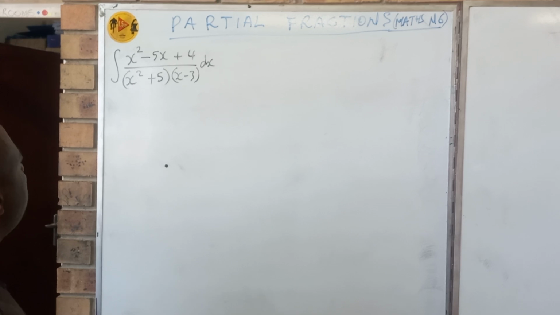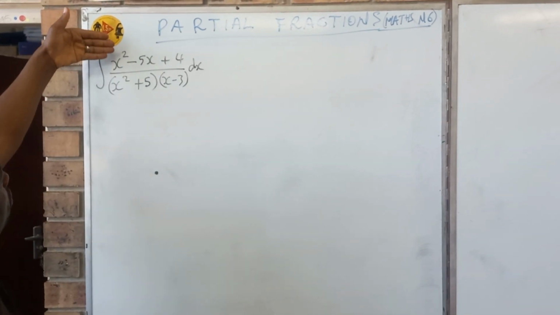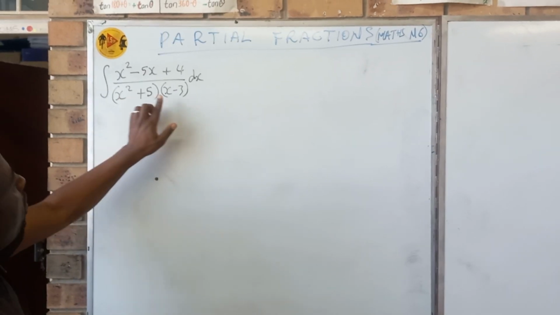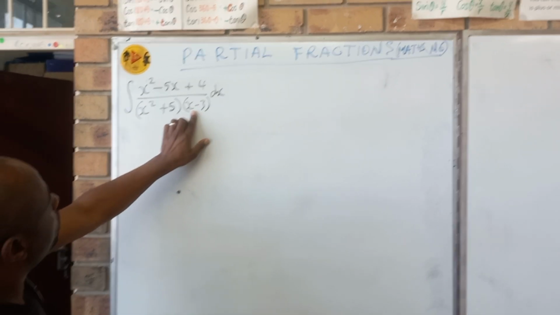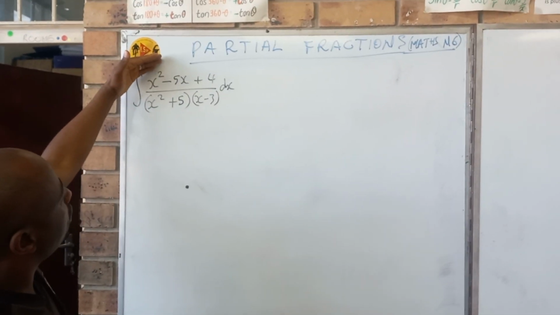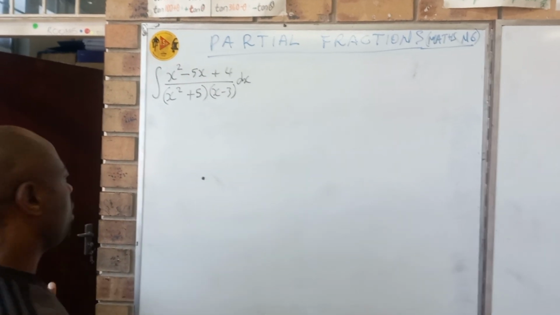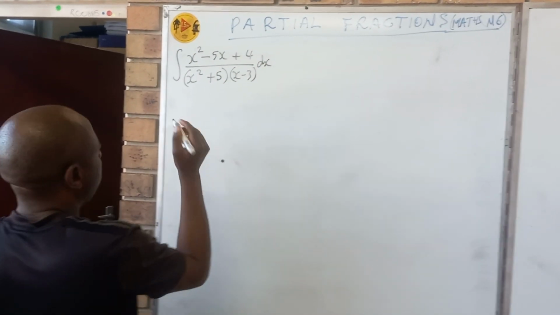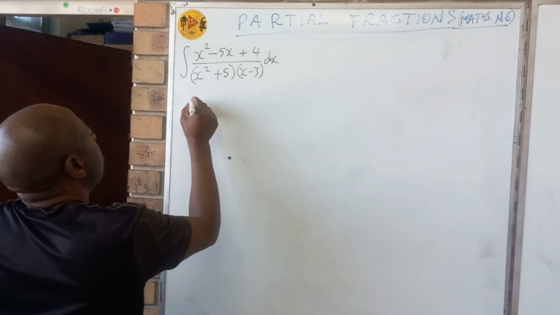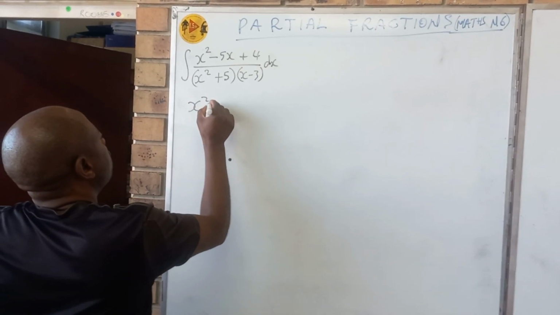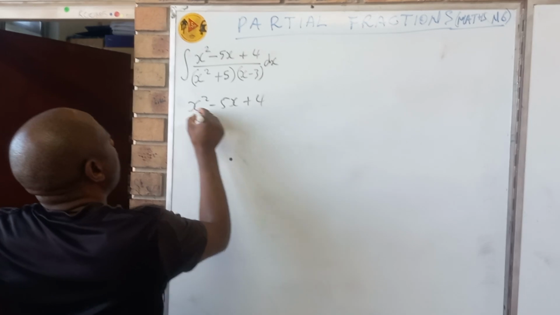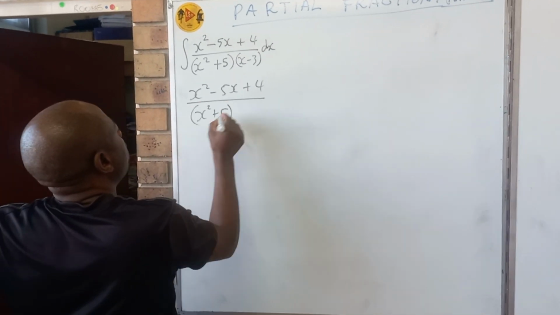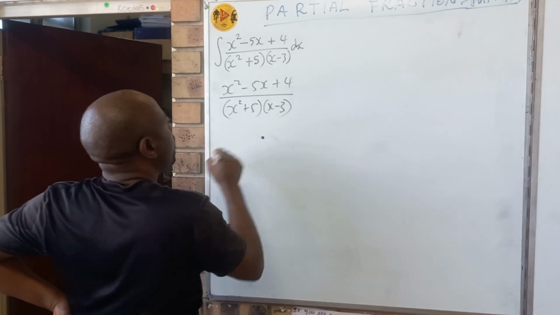Our starting point is the same. We check the degree of the numerator. Here it is 2. Denominator, if you multiply x squared by x, it gives you 3x cubed. So the degree of the numerator is smaller than the denominator. That immediately tells me that there is no need for long division, so I'm going straight to my partial fractions. So that's my fraction, x squared plus 5 into x minus 3.